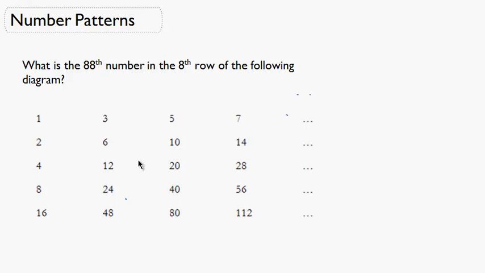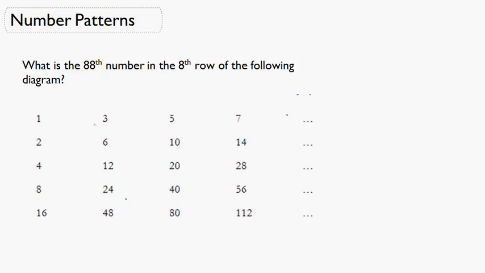Hi everyone, so this is a really challenging problem where the pattern is laid out in a grid. So the question is, what is the 88th number in the 8th row of the following diagram? So this is the diagram. I guess this is a really challenging problem, but what we can do is just first figure out what the pattern is.